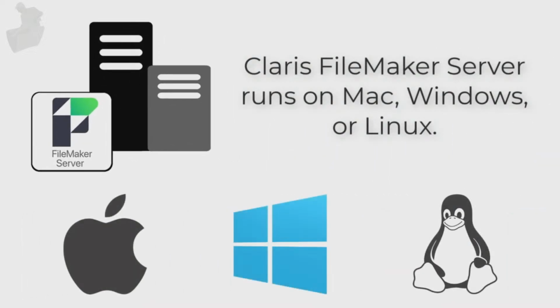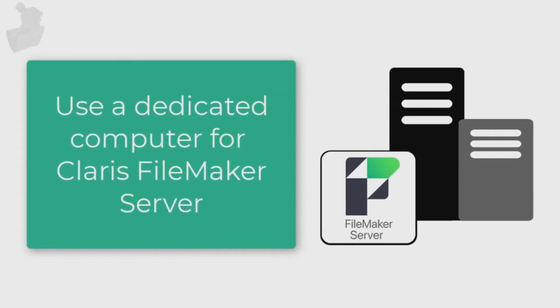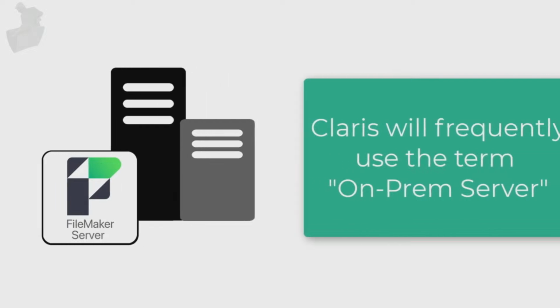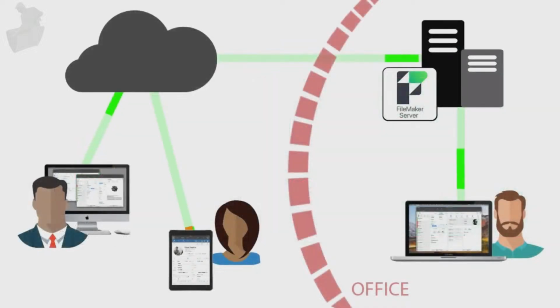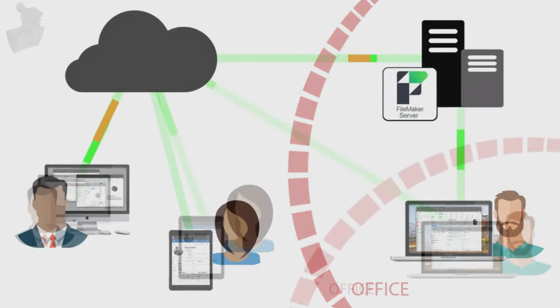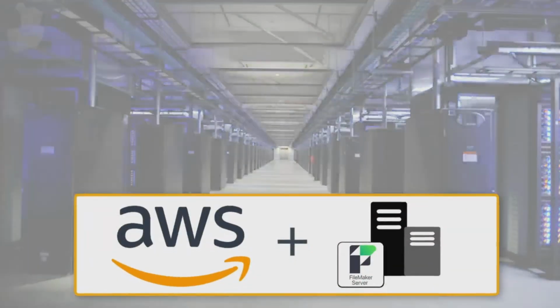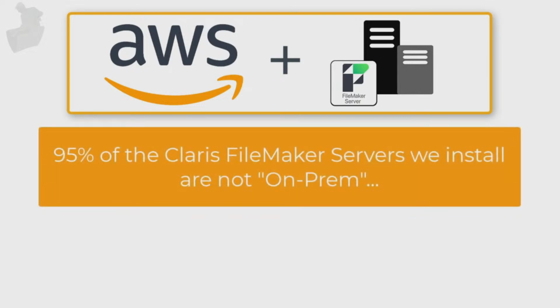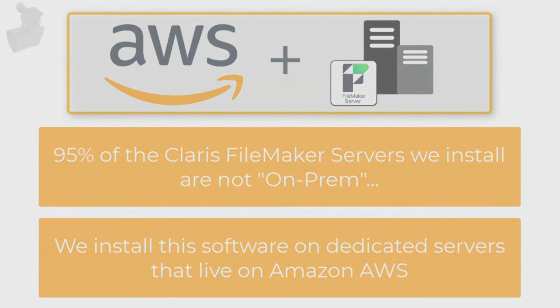FileMaker Server is software that is installed on a Mac, Windows, or Linux-based server, which means that this should be a dedicated computer to run FileMaker Server. Claris International will frequently refer to FileMaker Server as the, quote, on-prem server, because it can be easily installed on a local office network, but it is just as easily installed in a cloud data center like Amazon AWS. In fact, within my organization, 95% of all the FileMaker servers that we install are not installed on-premise at a customer's office. We install this software on dedicated servers that live up on Amazon AWS within an Amazon data center.